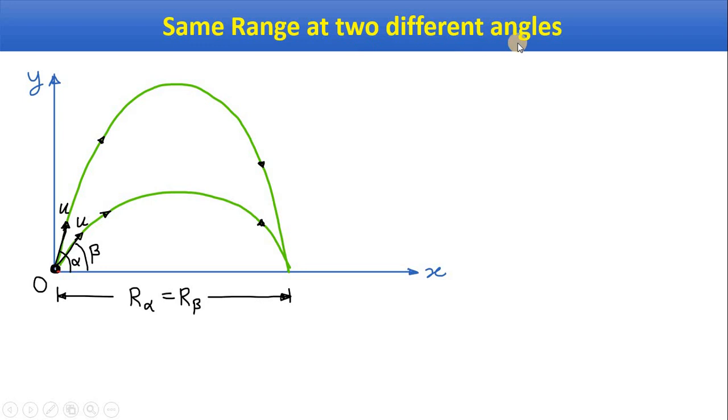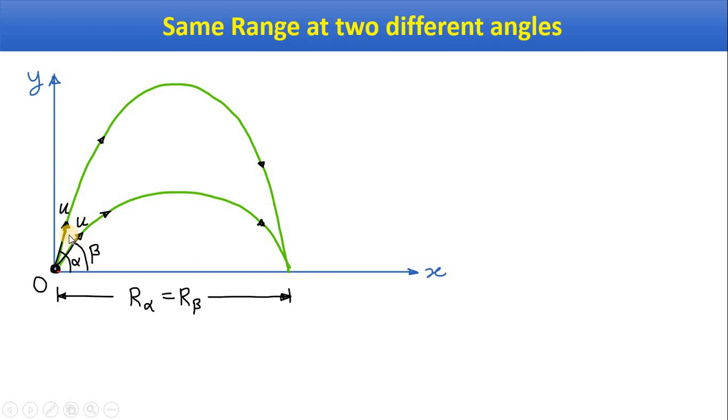Same range at two different angles. Now this interesting fact was said by Galileo. Galileo said that if you have a gun or a cannon, you can obtain the same range at two different angles. As we saw in the previous slide, when we keep on increasing the angle, firstly the range increases and then again it decreases. So it is possible that we can obtain the same horizontal range at two different angles.